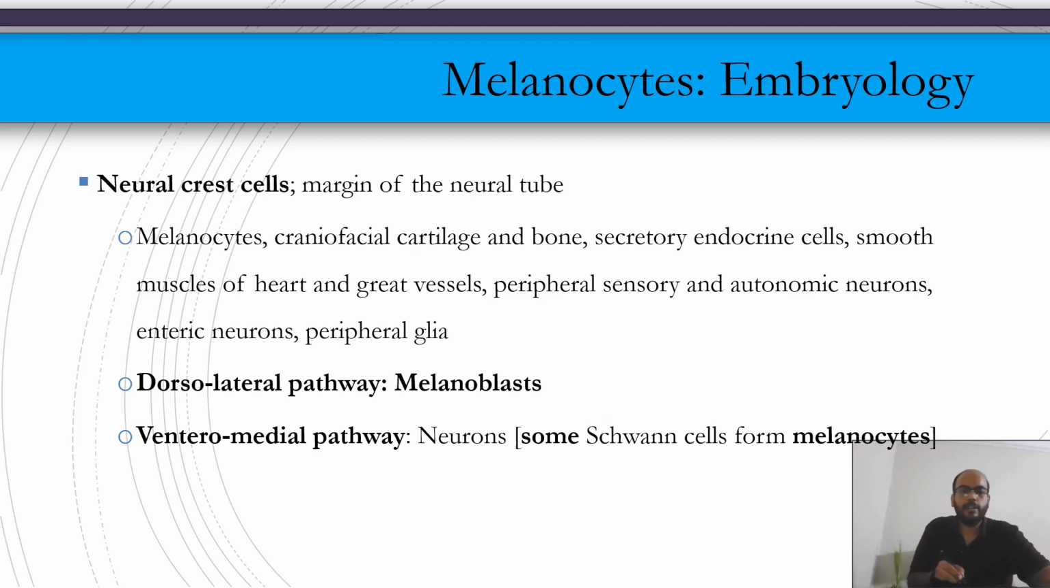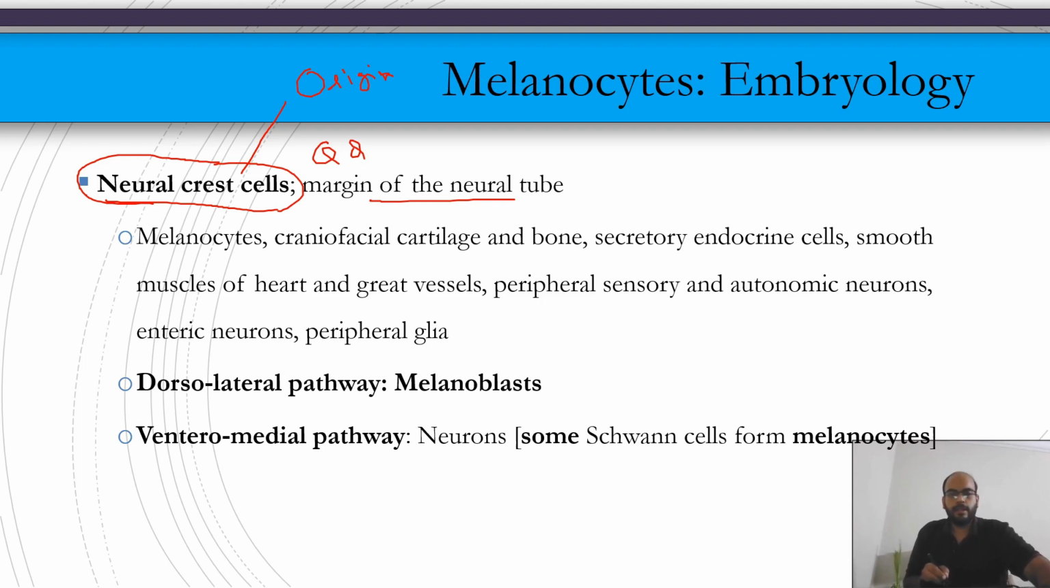Melanocytes come from neural crest cells, and neural crest cells are present at the margin of the neural tube. I'll show you a diagram on the next slide, and it will be easier for you. Just remember that neural crest cells are the origin of melanocytes. This could be a good MCQ or viva question. Now, neural crest cells also give rise to, apart from melanocytes, craniofacial cartilage, bone, secretory endocrine cells, smooth muscles of the heart and vessels, peripheral sensory and autonomic neurons, enteric neurons, and peripheral glia.